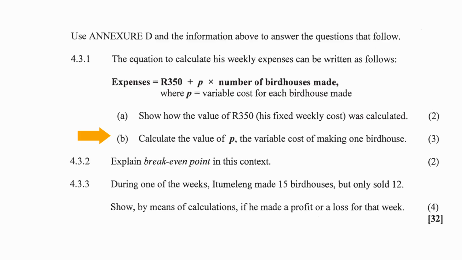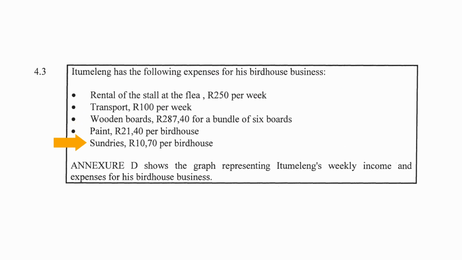In question 4.3.1b, you are instructed to calculate the value of P, which is the variable cost of making one birdhouse. For each birdhouse he makes, he will need wooden boards, paint, and some sundries like nails and glue. Now, if he decides to make more birdhouses, he will need to buy more wooden boards, more paint, and more sundries. These costs will increase as he makes more birdhouses and decrease if he makes fewer. This type of cost that changes based on the number of birdhouses he is producing is called a variable expense.